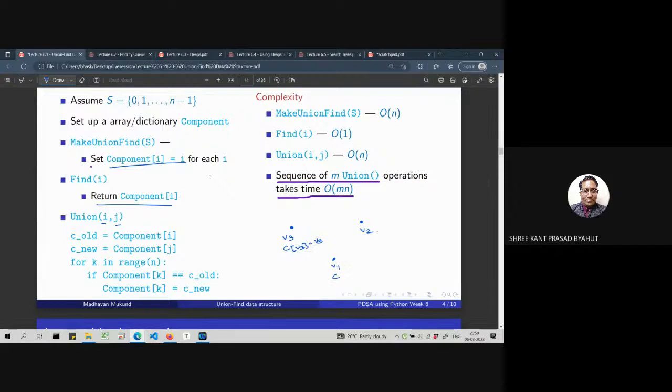So you could use a different color if it's convenient for you. Yeah. Thanks.